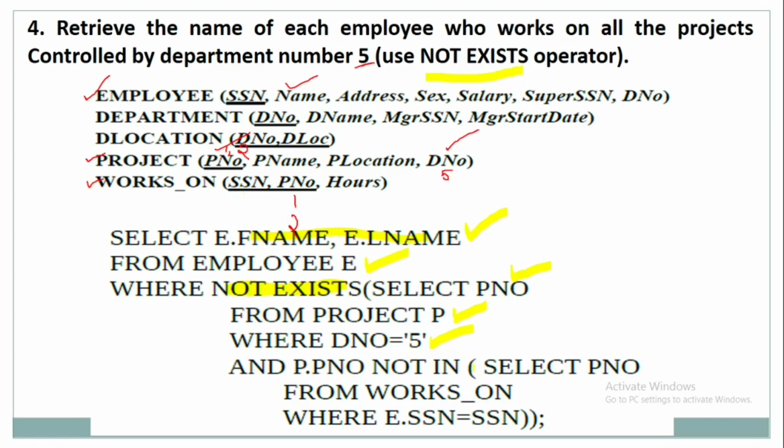So project number not in, select project number from works on where e.ssn is equal to ssn. That is, e.ssn is the employee ssn, and this ssn belongs to works on. So finally, the result is a list of names of employees who work on all the projects controlled by department number 5. Yeah, that's it about the fourth query.